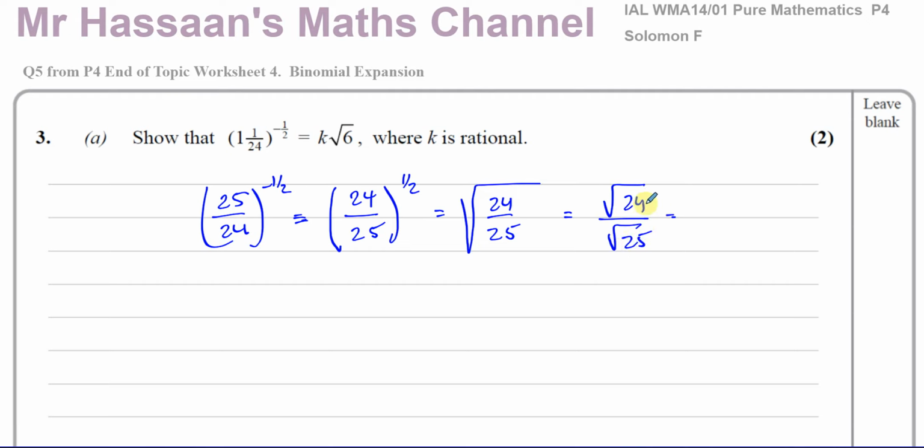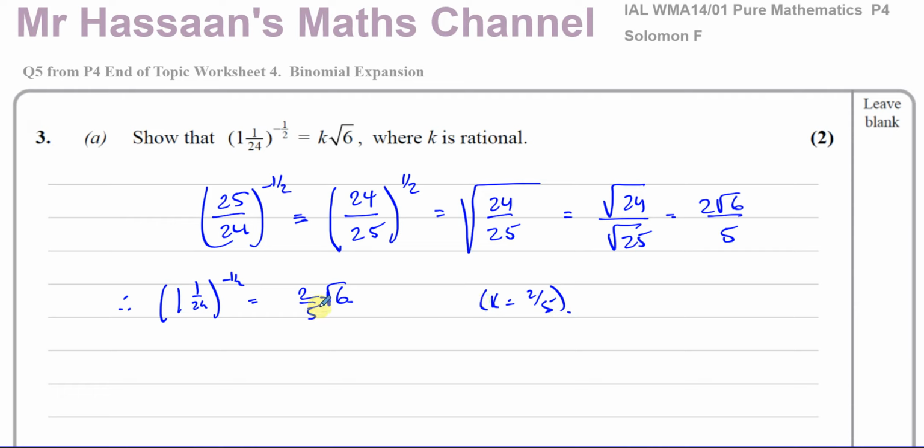So if I take the square root of the numerator, I have basically a product of two numbers. One of them is a perfect square, which is 4 times 6. So you're going to have 2 root 6, and the square root of 25 is 5. So we can see here k root 6 where k is rational. So we can therefore say that 1 and 1 over 24 to the power of negative a half is the same as 2/5 root 6. So we can say k is equal to 2/5.